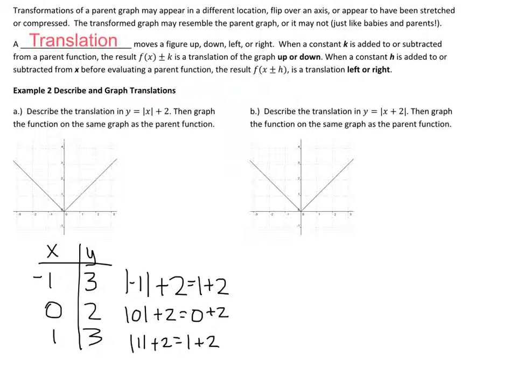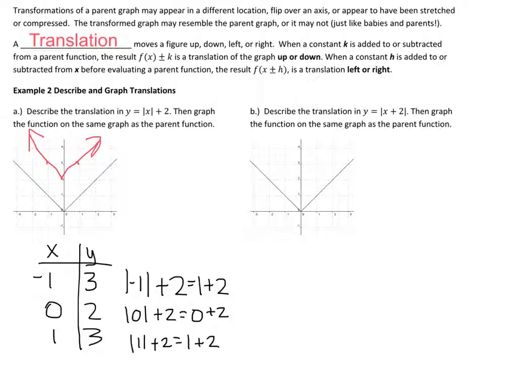Let's graph what we have come up with from our t-chart and see what that looks like. We're going to have points at -1, 3, 0, 2, and 1, 3. If we connect all of these dots, we see that we do have a V shape already, which means that we do have an absolute value function. We don't need to worry about plugging in any more x values.